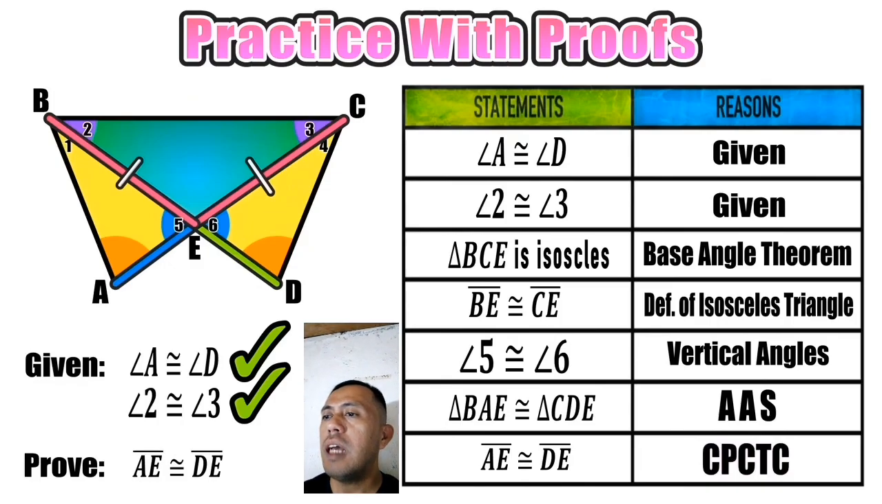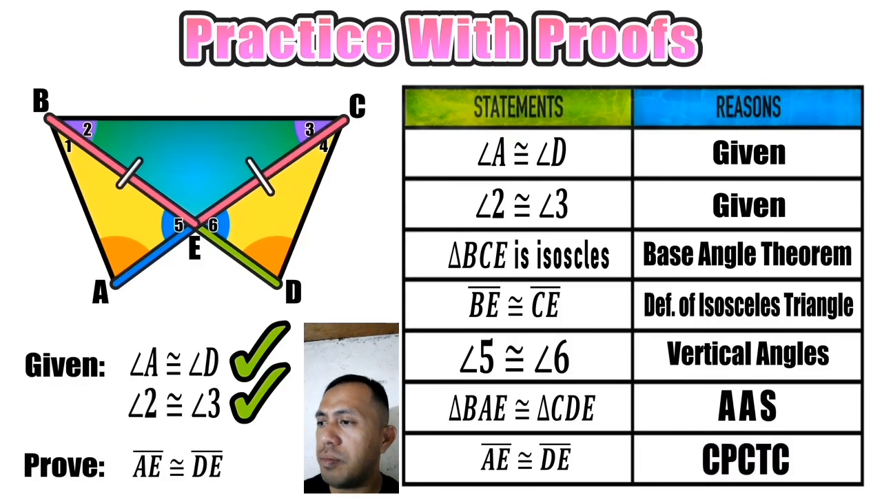Our first given is that angle A and angle D are congruent. The second given tells us that angle 2 and angle 3 are congruent. Now, notice that triangle BCE has two congruent base angles, angle 2 and angle 3. We know that triangle BCE is isosceles by the base angle theorem. Since triangle BCE is isosceles, the sides opposite the congruent angles are also congruent. We can conclude that BE is congruent to CE because of the definition of an isosceles triangle.